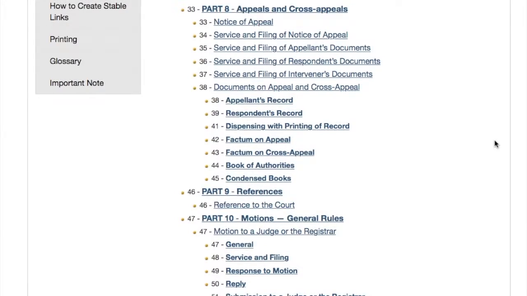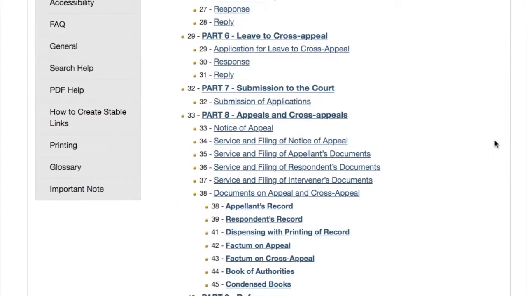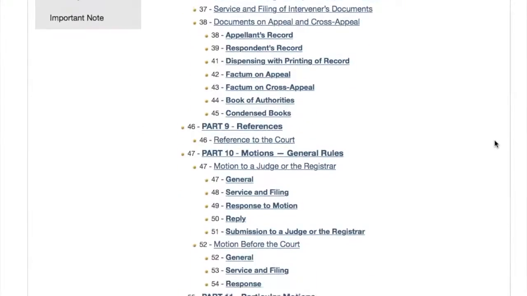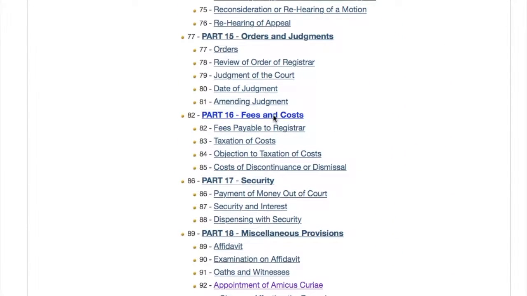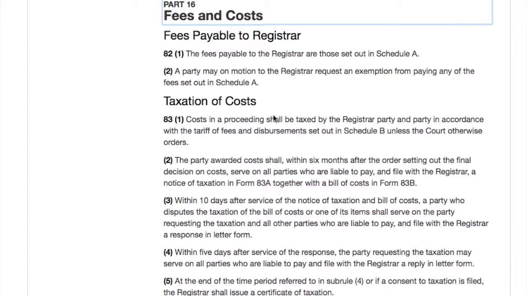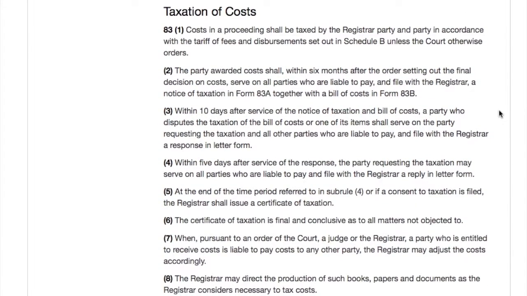Anyway, this is taking a look at the rules, and it's good to note that the application for leave to appeal is not a complex process, but it's something that needs some time and dedication. It's also good to note there's obviously fees and costs that are payable to the registrar.